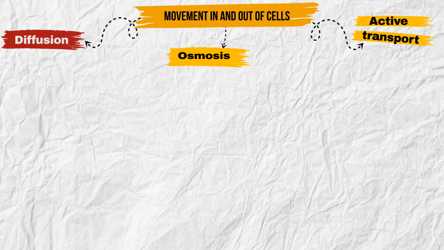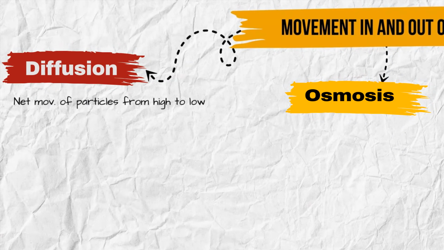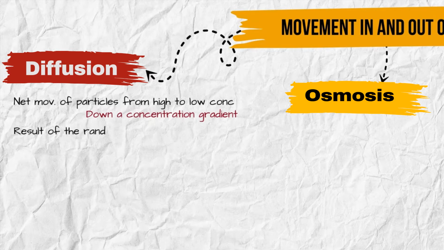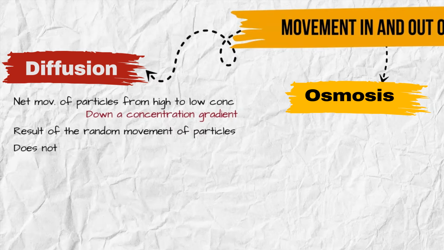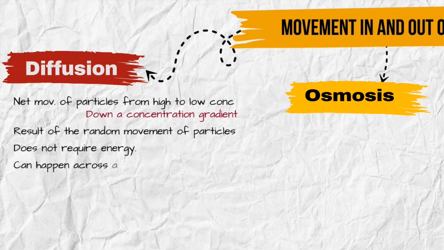You must be able to recall this word for word in the exam. If you want to define diffusion properly, you must know these keywords. Number 1, it is the net movement of particles from high concentration to low concentration. This is what we call down a concentration gradient. Number 2, this movement happens as a result of the random movement of particles. Number 3, diffusion does not require energy. Number 4, diffusion can happen across a membrane, and it can also happen without a membrane.